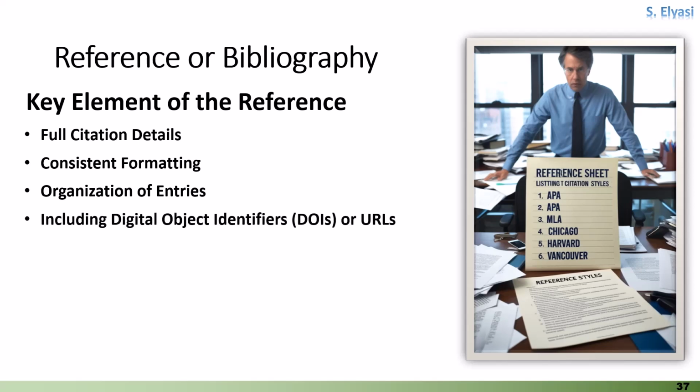Including digital object identifiers, DOIs, or URLs. For online sources, a key element is the inclusion of digital object identifiers, DOIs, or URLs. A DOI is a permanent identifier that makes it easy for readers to locate a digital version of the source, while a URL provides access to web-based content.